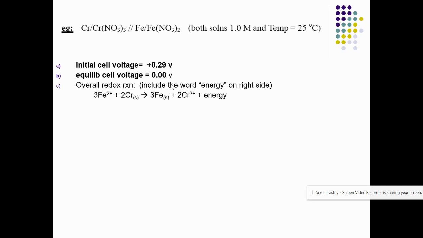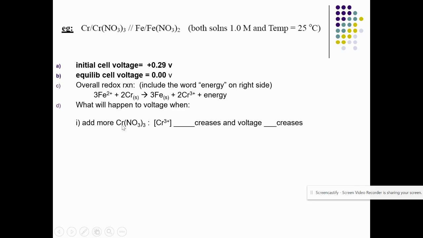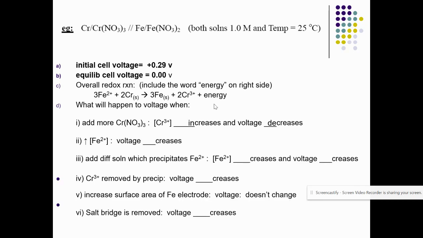All right, so we have this one here. So this is our reaction, right? Our initial cell voltage is 0.29. What's going to happen to the voltage when we add more Cr(NO3)3? That's adding more Cr3+. So we're all the way back to Le Chatelier's principle. Add more Cr3+, this concentration increases, then we're going to shift left. Shift left means we're going to have less energy. So the Cr3+ concentration is going to increase, and our voltage will decrease.